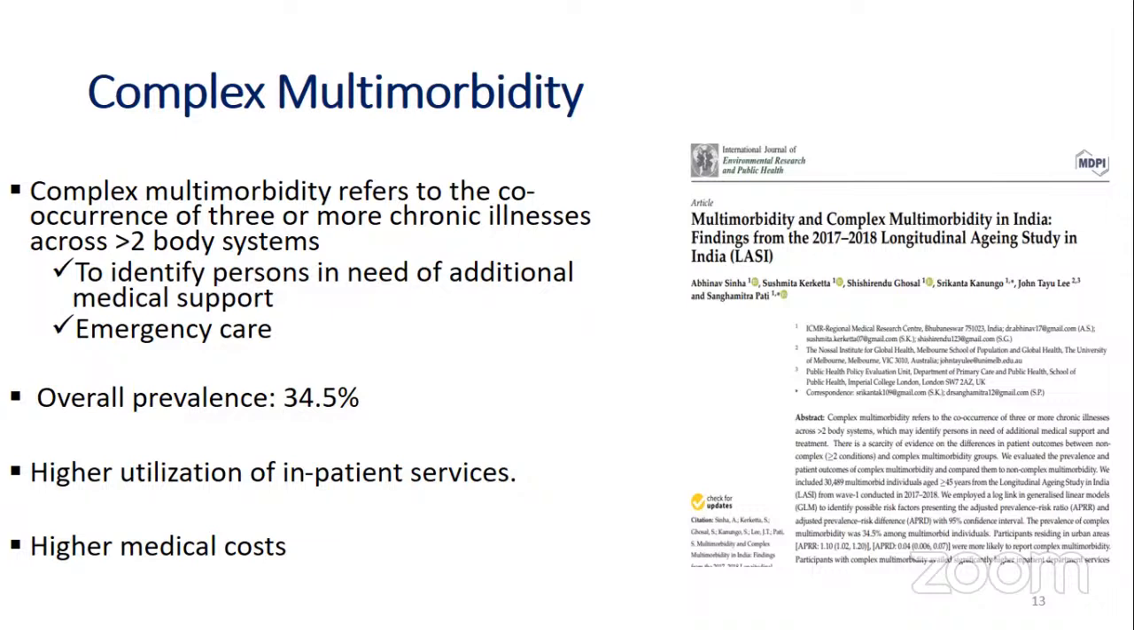This is complex multimorbidity, which is referred to as the co-occurrence of three or more chronic illnesses across more than two body systems. So here they are also considering the body systems. For example, the cardiovascular system is one body system, and the respiratory system is another body system. So more than two body systems, that is three body systems, and three chronic conditions should be there to say that it is a complex multimorbidity.